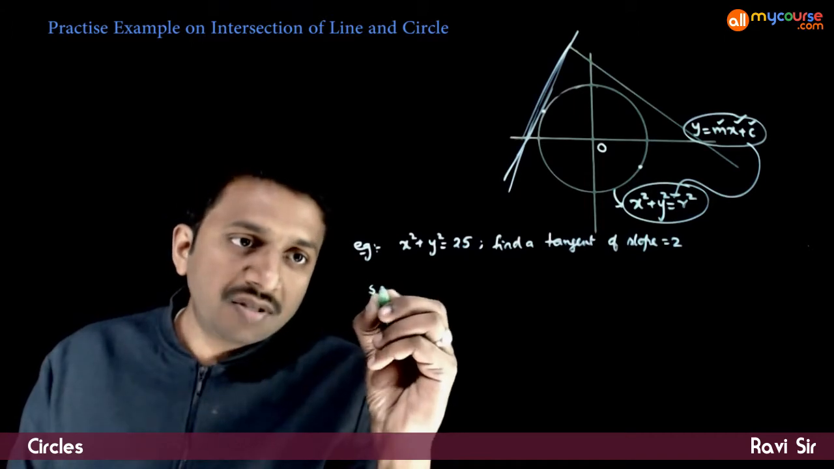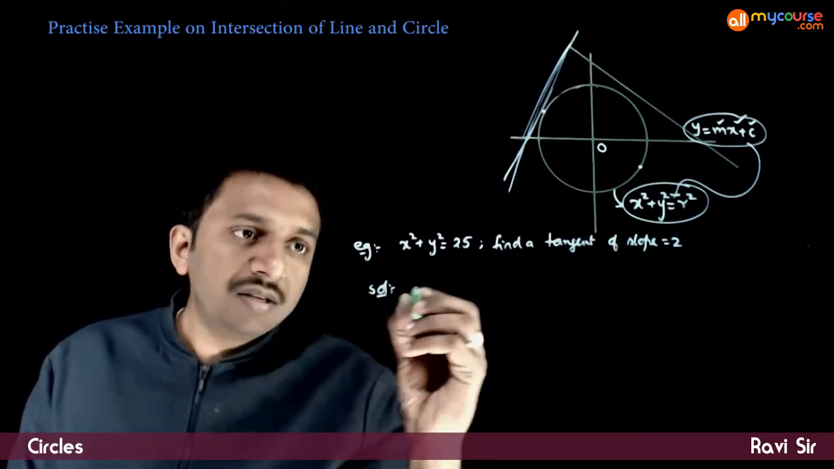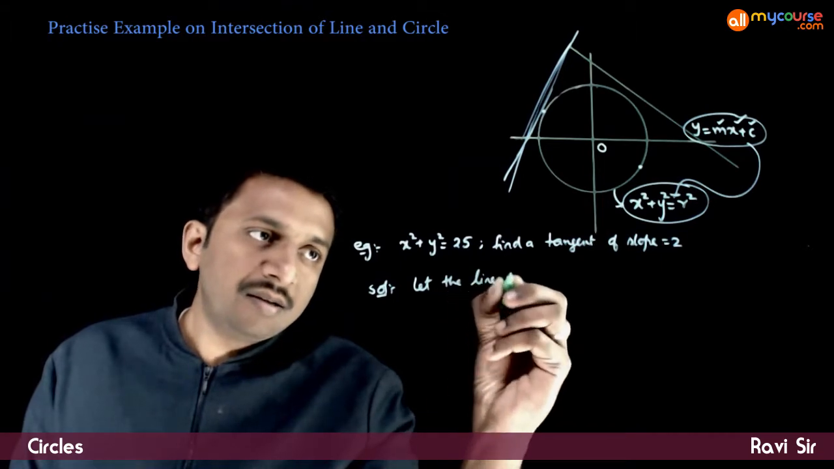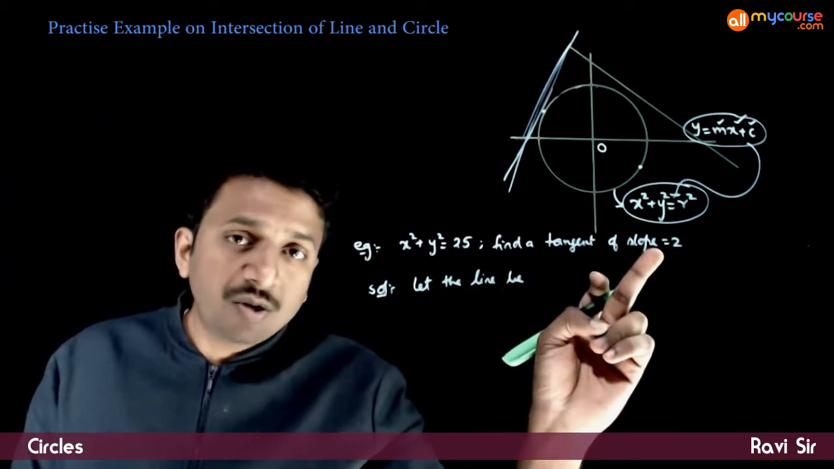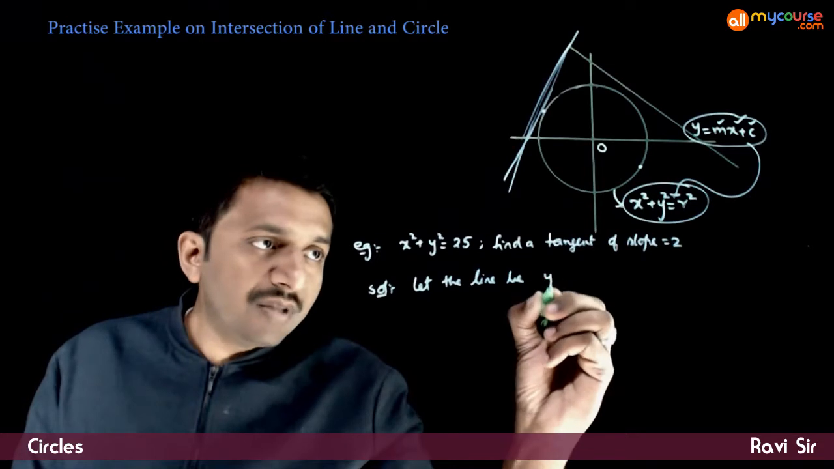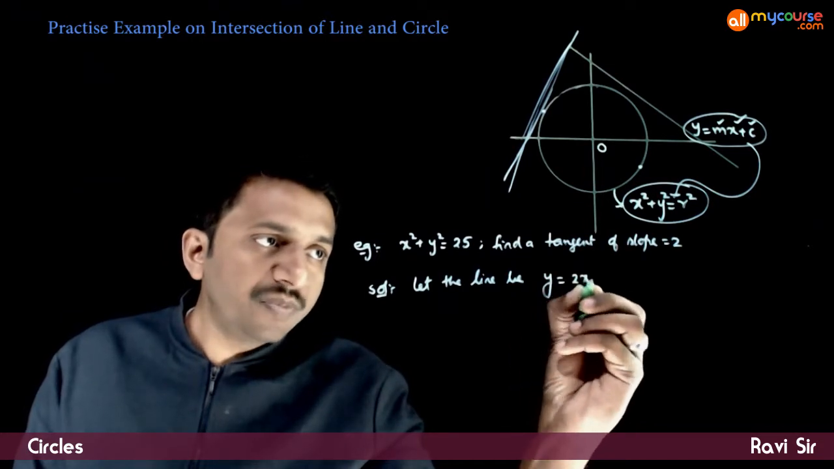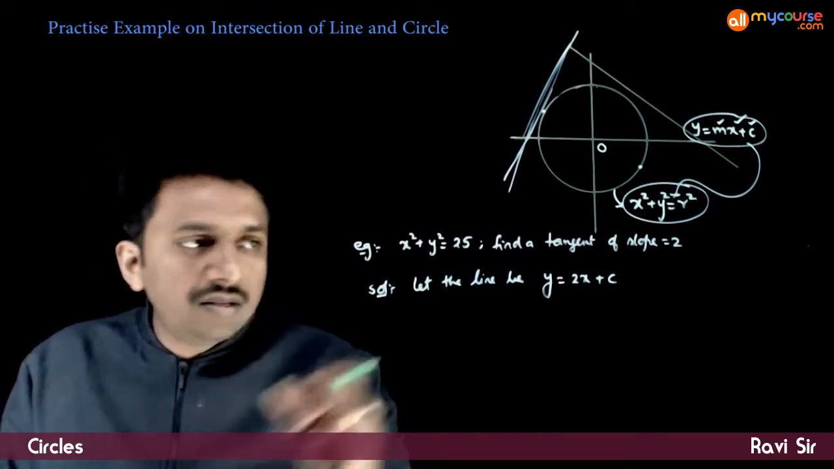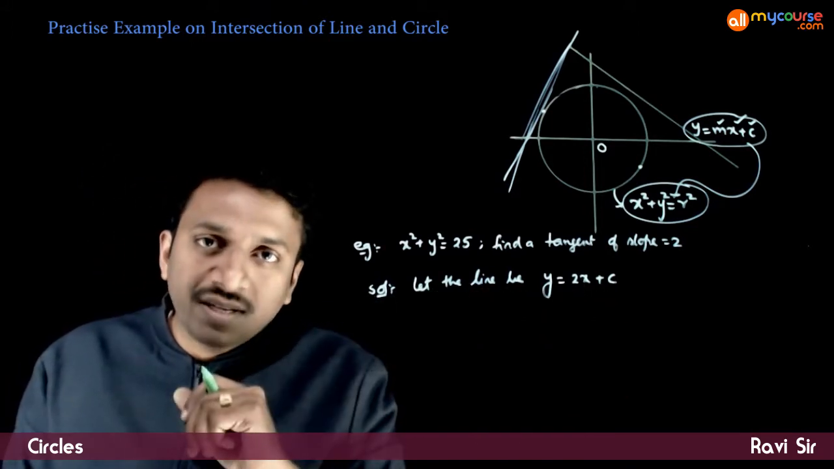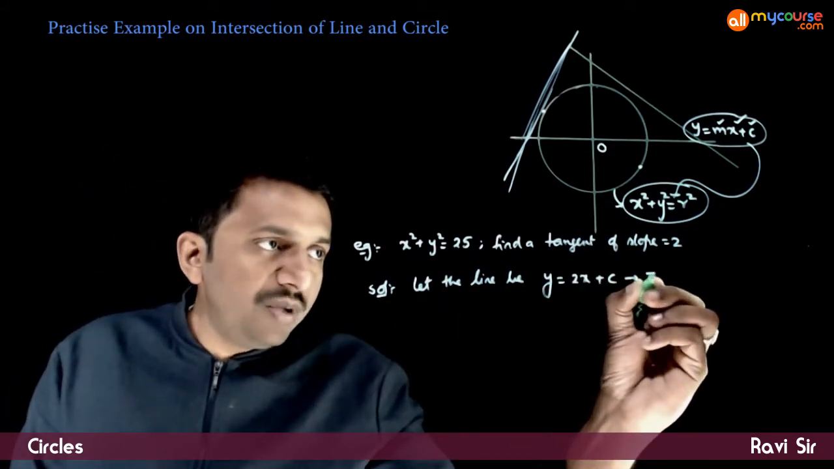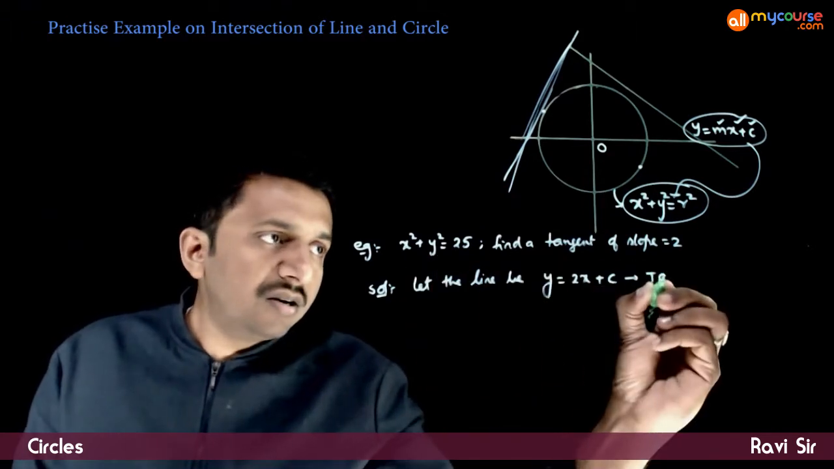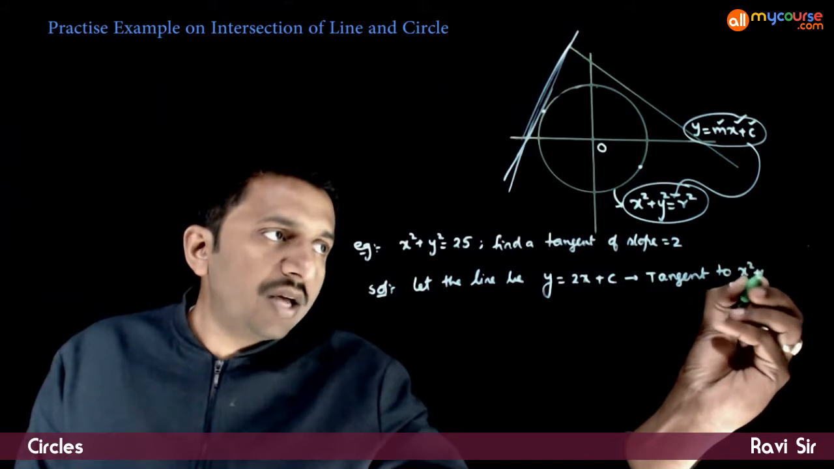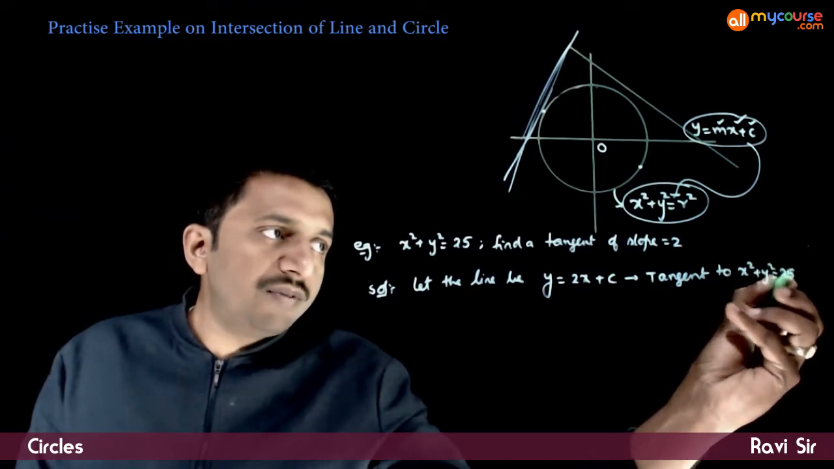So you can use the concept that you have learned. So let the line be, obviously the slope is given as 2. So I can assume the line to be y is equal to 2x plus some constant. So let the line be y is equal to 2x plus c. Now this has to be a tangent to x square plus y square is equal to 25.